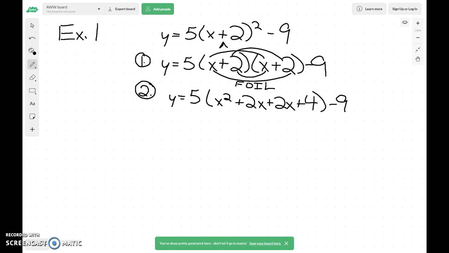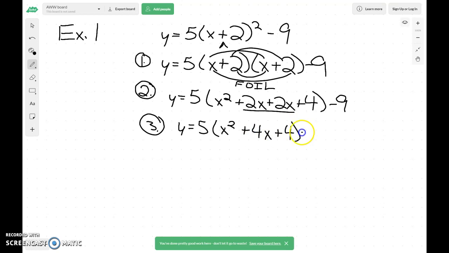All right, so in the third step, all we're going to do is combine these numbers. So we're going to get y equals 5(x² and then we know 2x + 2x is going to be 4x, and then we have + 4) − 9. Now we can include these 2 steps together. We're actually going to end up with 5 steps because we didn't write these together, but the second step and the third step we can actually combine together if we need to.